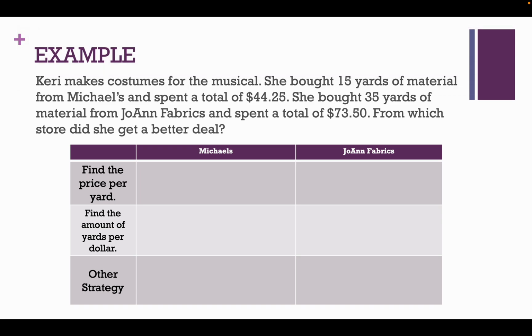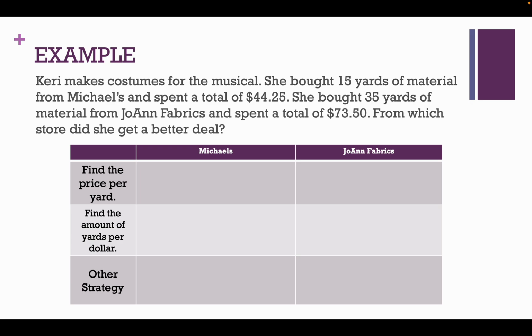Carrie makes costumes for the musical. She bought 15 yards of material from Michaels and spent a total of $44.25. She bought 35 yards of material from Jo-Ann Fabrics and spent a total of $73.50. From which store did she get a better deal?